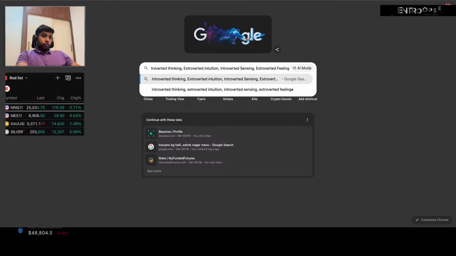These are the top four functions, but there is a theory. The theory says that there are eight functions. The last four are your shadow functions. The top four are your main functions. So yeah, if you have to go deep into the rabbit hole, it's going to take a lot of time. So I'm just going to talk about introverted thinking here.